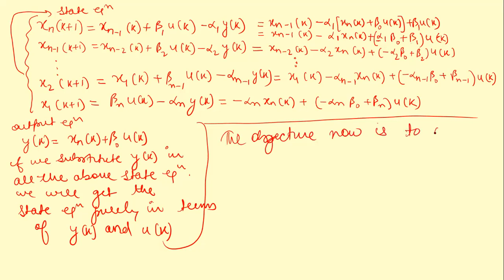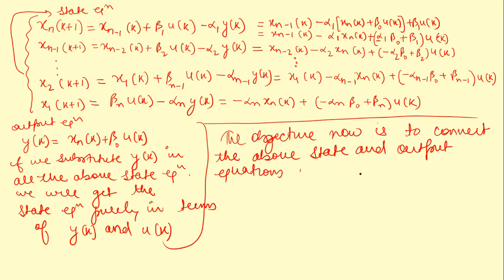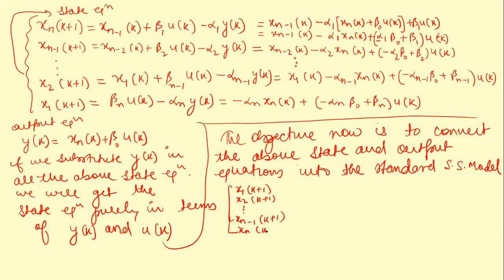is to convert the above state and output equations into the standard state space model, which is, we can convert this in terms of this like x1k plus 1, x2k plus 1 up till xn minus 1 k plus 1 and xn k plus 1.